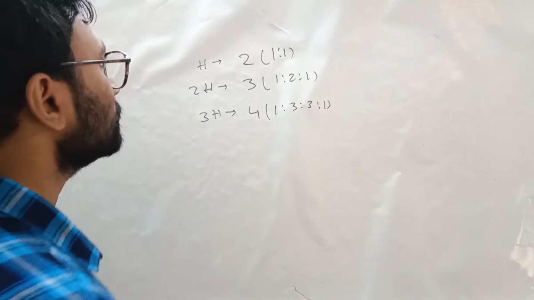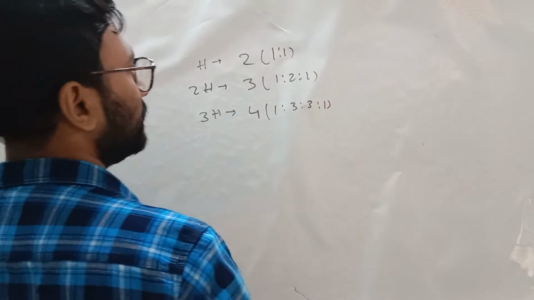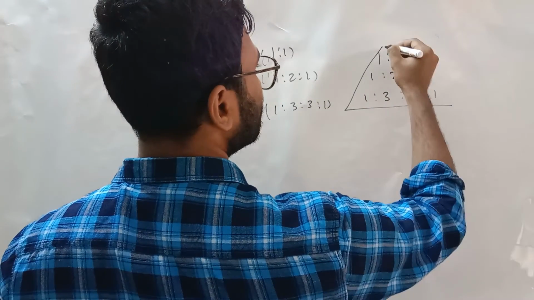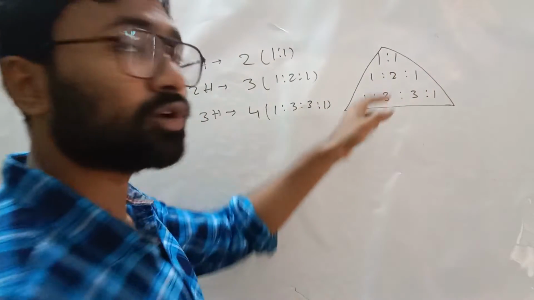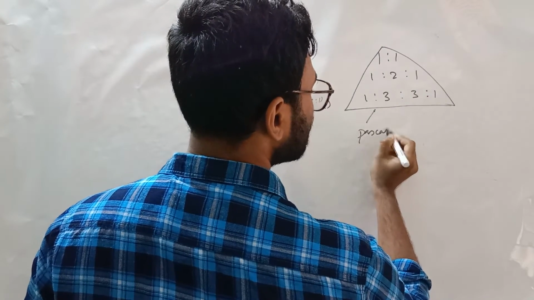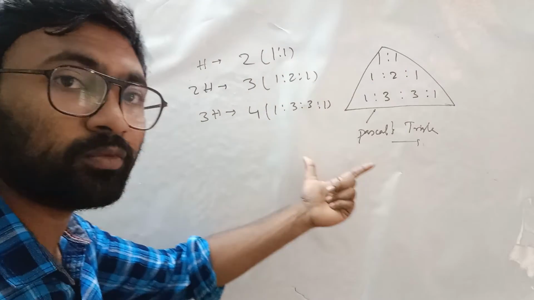Okay, so you can see this is forming like a triangle. 1:1. So this is called Pascal's triangle. What is this called? Pascal's triangle.